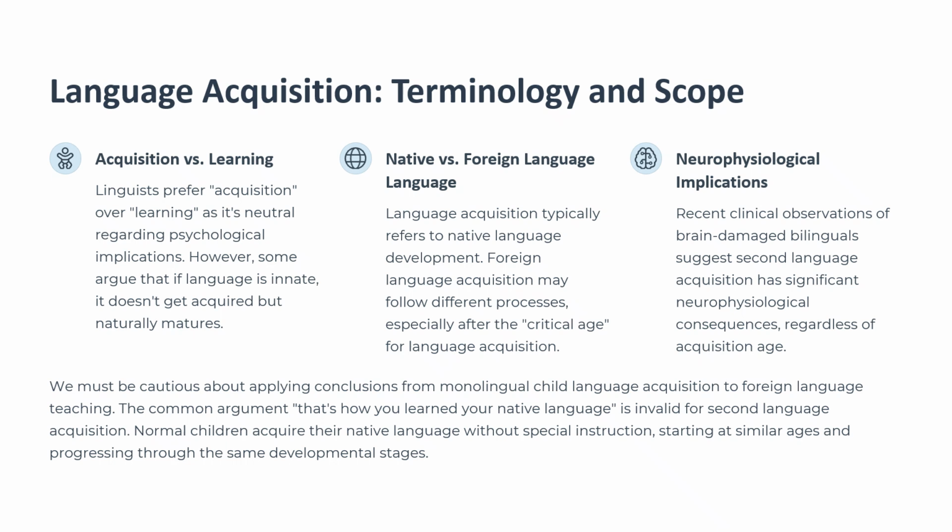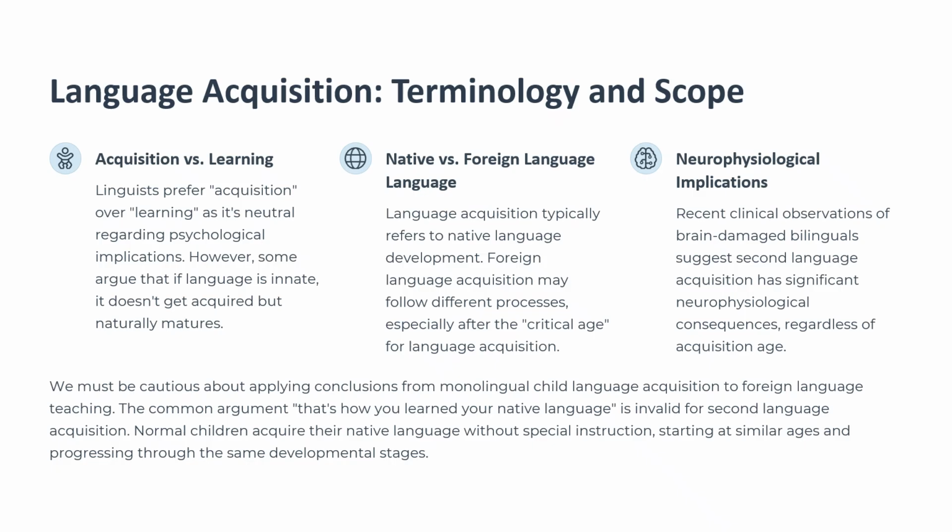Acquisition versus learning. Linguists prefer acquisition over learning as it's neutral regarding physiological and psychological implications. However, some argue that if language is innate, it doesn't get acquired but naturally matures. Native versus foreign language. Language acquisition typically refers to native language development. Foreign language acquisition may follow different processes, especially after the critical age for language acquisition.